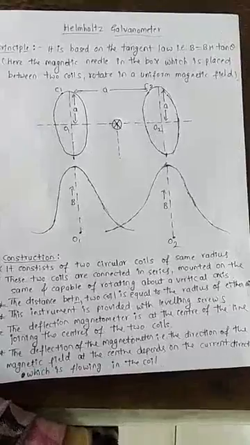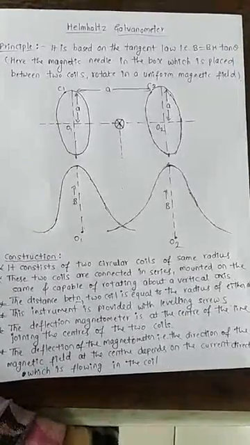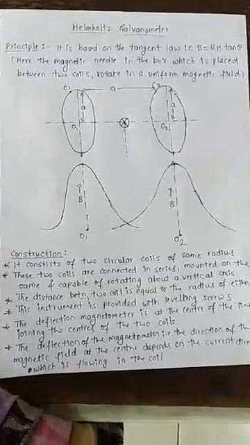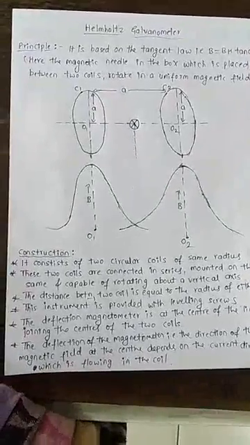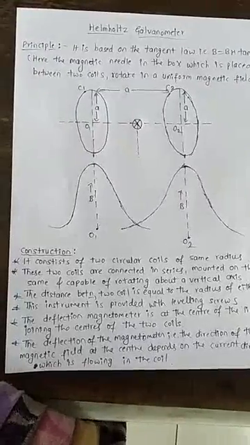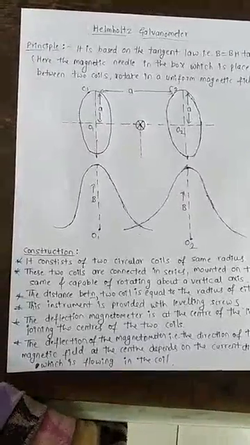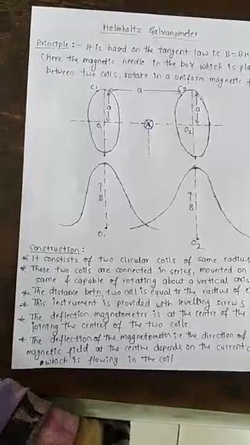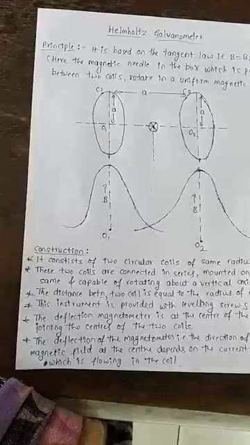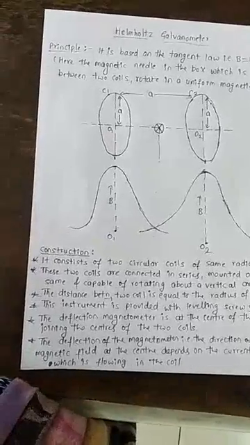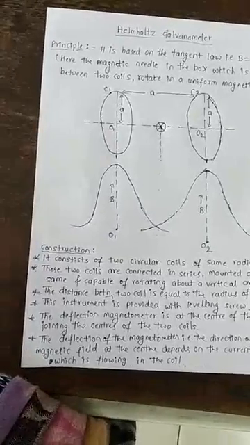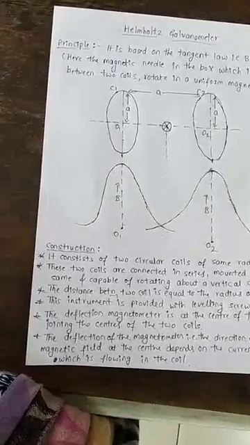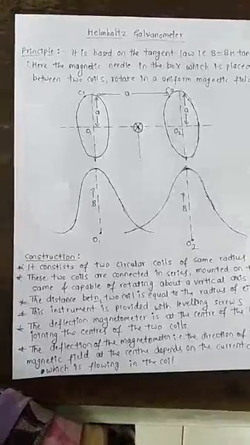Before starting the Helmholtz galvanometer, I just want to give a short introduction about the galvanometer. You already studied the galvanometer. The galvanometer is an instrument which is used to measure current, but it measures sensitive current. That is the difference between the galvanometer and the ammeter, because both instruments measure current.